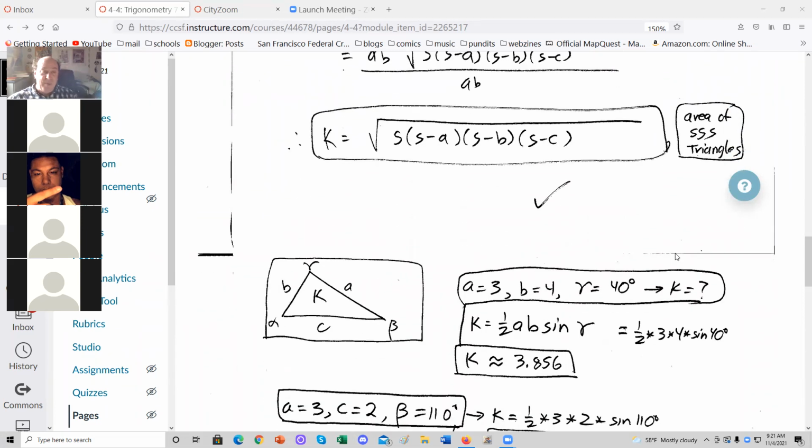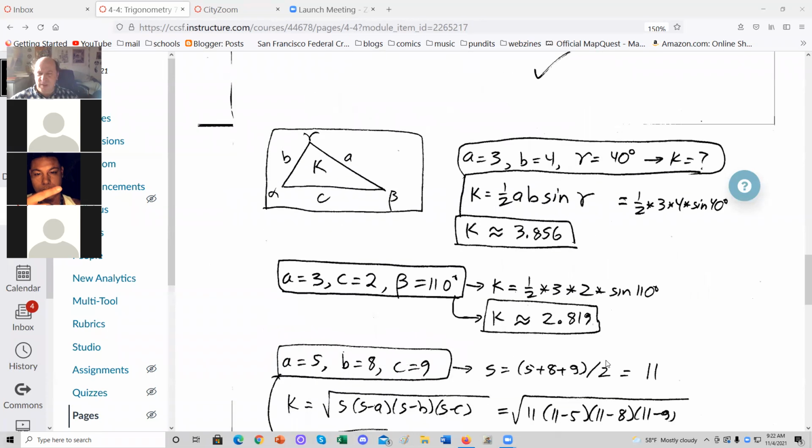All right, then. Now we have some examples. Let's start with a triangle with a equals 3 and b equals 4 and gamma equals 40 degrees. What's K, the area? Well, it's a half ab sine gamma, a half times 3 times 4 times sine 40 degrees. On your calculator, you get K is approximately 3.856. I'd like at least 4 significant figures in your answers.